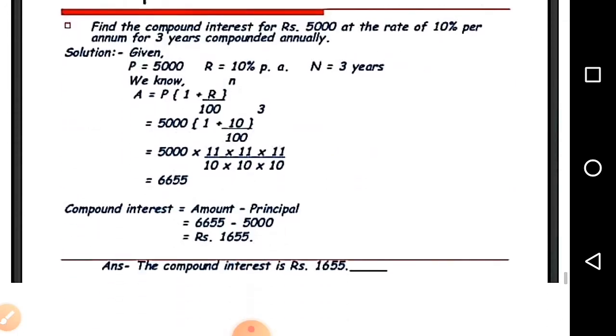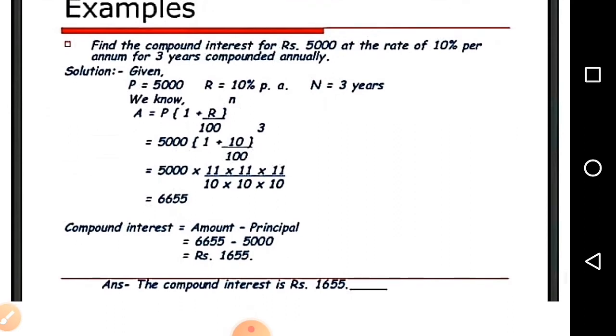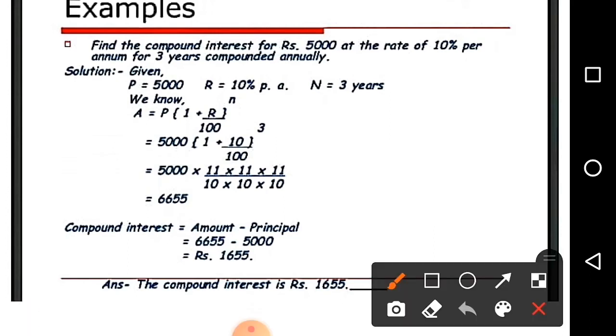And now these are some examples. Find the compound interest for rupees 5000 at 10% per annum for 3 years compounded annually. First of all, rupees 5000 which is given to you, that is the principal. 10% is your rate R, and 3 years is your time period, meaning n number of years. Now this is the formula for finding the amount. How will you find the amount? Amount A equal to P into bracket 1 plus R by 100, whole raised to n. Just put the values.